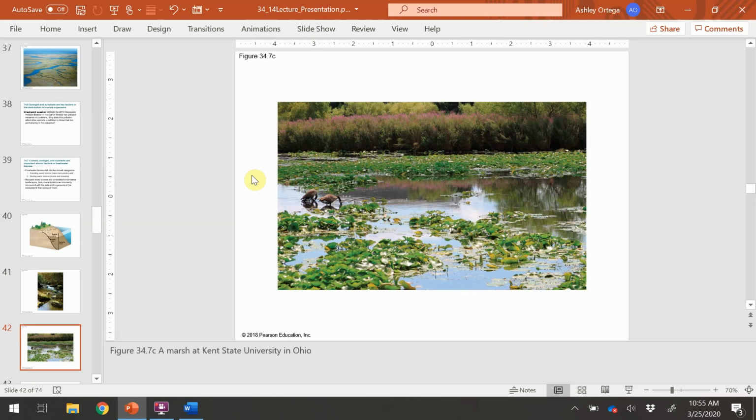All right, this is a marsh in Ohio. So this is a nice example of a swamp-like region where some things are going to be inundated or surrounded by water most, if not all of the time. So I would consider this to maybe be a wetland region.